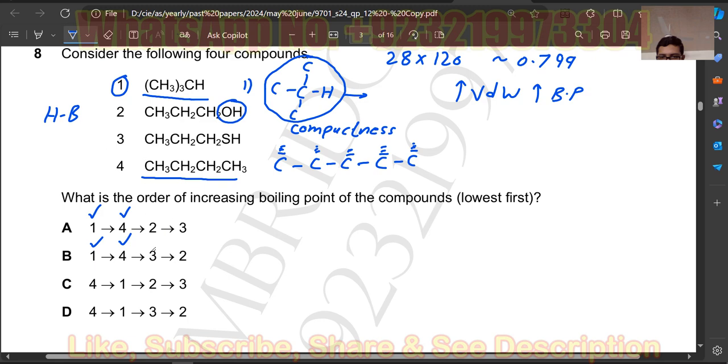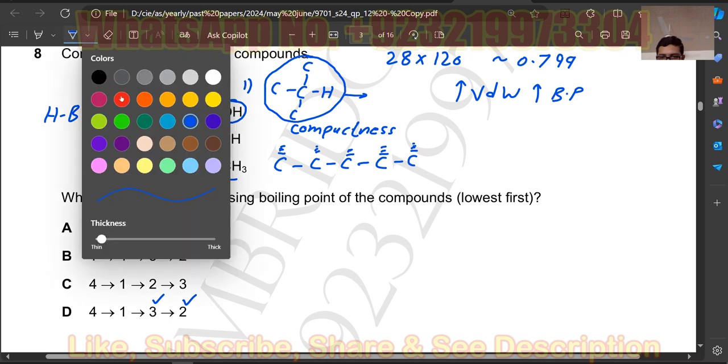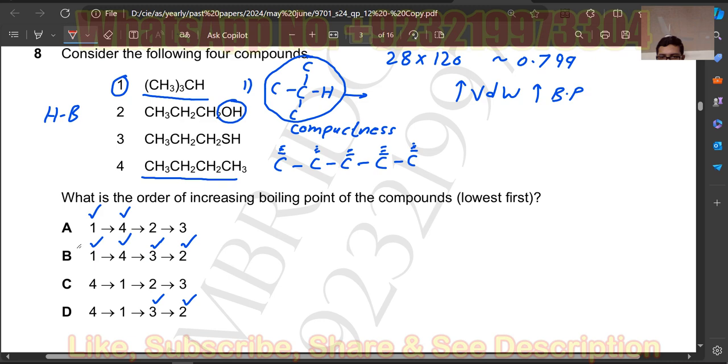So which means number 2 should have the highest boiling point, and there are two such options, B and D, and 3 is lower than 2. Now, option B has all the options in an ordered way. So the correct option becomes B.